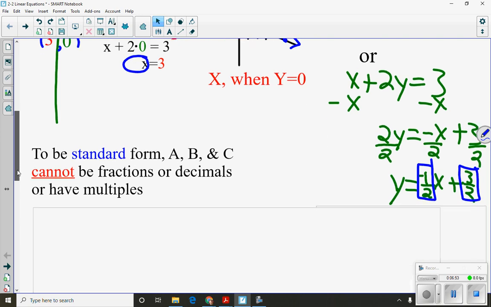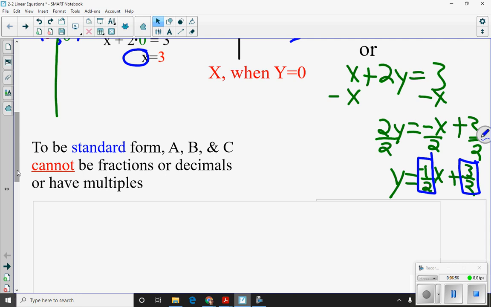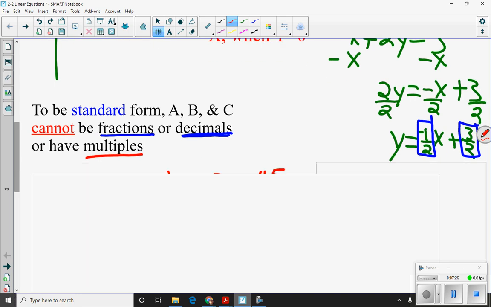But to be standard form, the a, the b, and the c numbers cannot be fractions. Fractions are okay in slope-intercept form, but not in standard form. Standard form doesn't like fractions. No fractions in it. Or decimals, because a decimal is really just part of a number, just like a fraction is part of a number. So no fractions, no decimals, and there's one last thing, no multiples. You can't have any multiples in that.